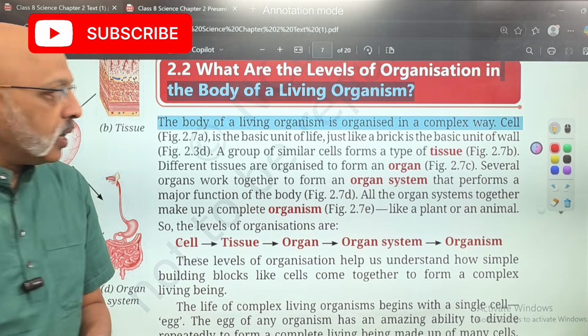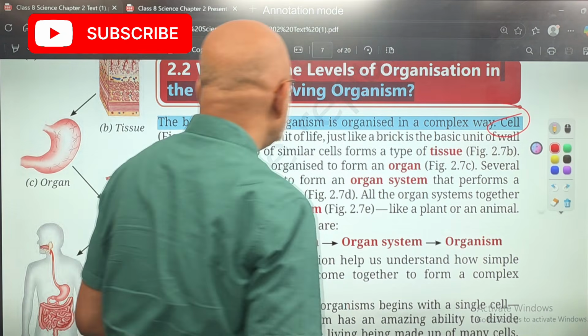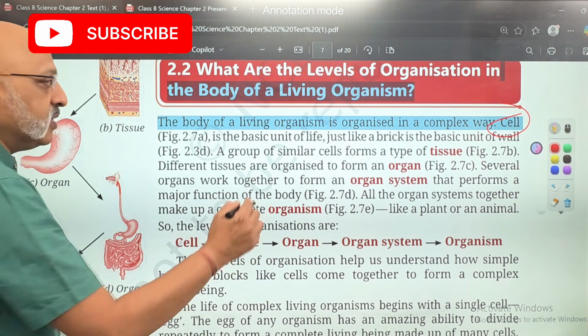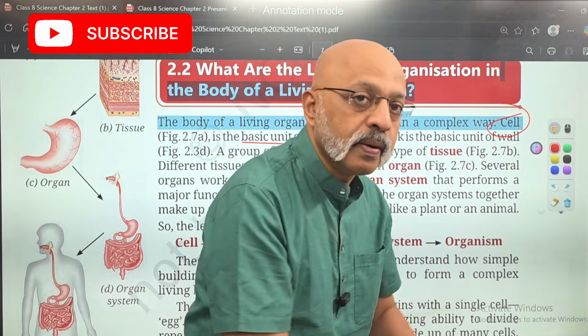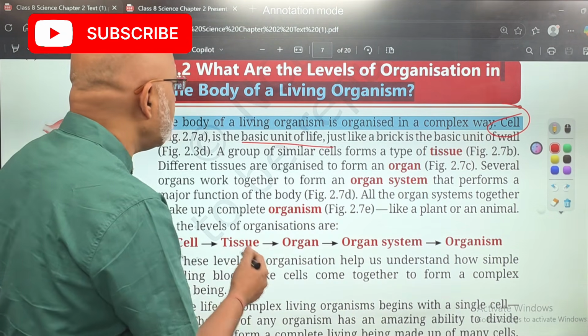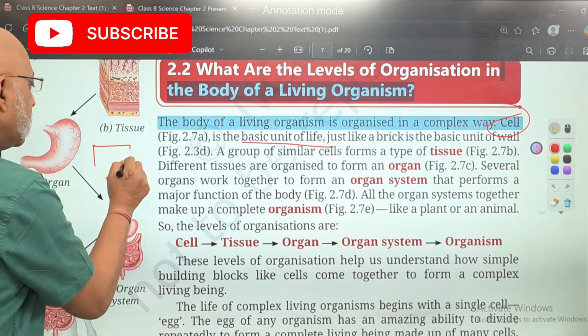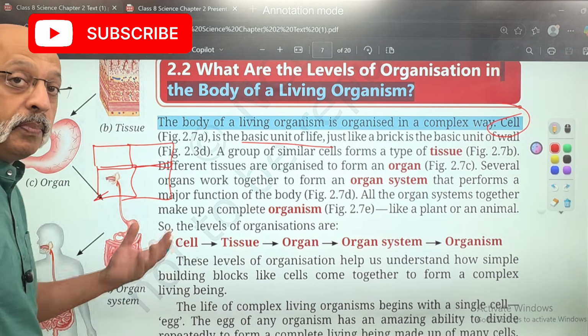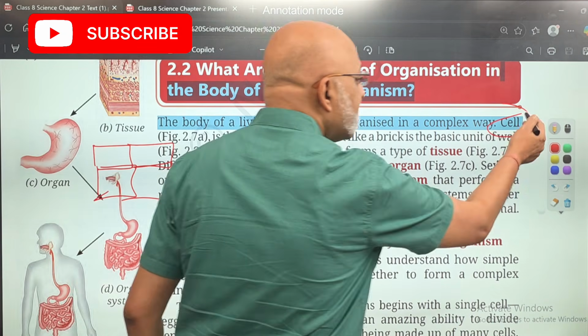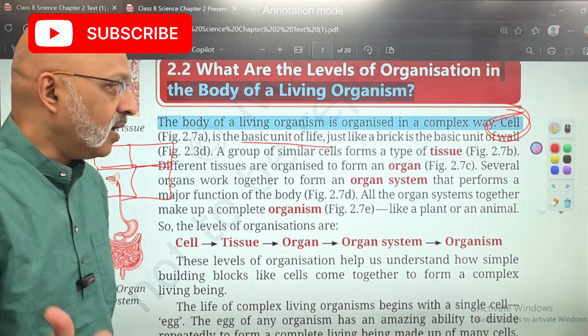Now you see that the cell is the basic unit of life. This is something which you need to know. Just like when you are building a wall, what is the basic unit? It is the brick, right? So when you are building a wall, you will arrange the bricks like this, right? That's how you build a wall. Similarly, the cell is the basic unit of life.